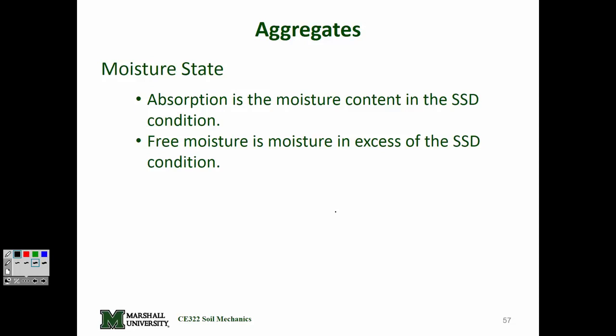What we refer to as absorption, and here again, they're going to throw a bunch of terms at you. Absorption is, by definition, the moisture content at the saturated surface dry condition. So when I say what's the absorption of an aggregate, that's the amount of water it takes to make the aggregate just moist enough that the internal voids are filled, but I don't have free water on the outside surface. Moisture in excess of the saturated surface dry is the free moisture. It's extra water that can be utilized for something else in a concrete mix, let's say.